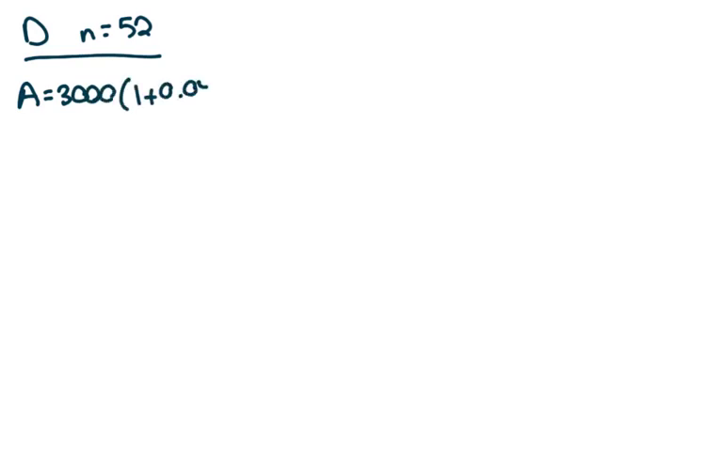In D, we're dealing with being compounded weekly, so 52 times per year. I'm going to do a little bit more detail on this one compared to example C, just because of one thing that does come up. So 3,000, 1 plus 0.048 over 12 to the power of 52. Oops, not divided by 12, divided by 52. Power of 52 times 5.